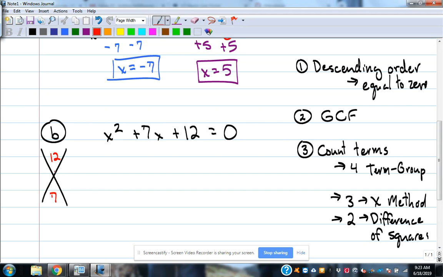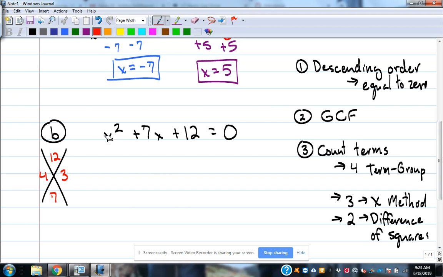So we need numbers that multiply to be 12 and add to be 7. 6 and 2 multiplies to be 12, but it adds to be 8. So that's not right. 4 and 3 multiplies to be 12. 4 plus 3 is 7. So we know that that's the right pair.